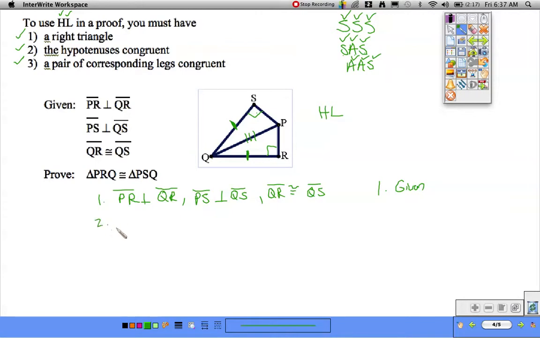Statement number 2, I need to tell where I was getting these markings. QP I marked because it was reflexive and used in both triangles. So QP is congruent to itself because of the reflexive property.